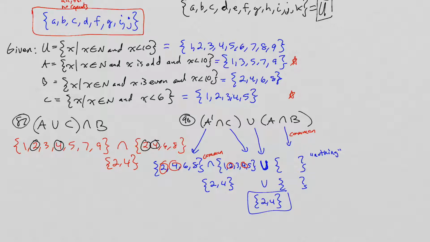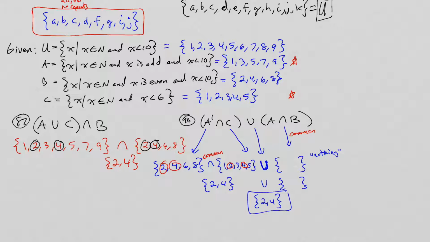All right, so hopefully you got the elements 2 and 4. Actually, it's the same result as number 87 that we did together. But basically, this is how you break it down. And on the right side, it's kind of strange because A is odd and B is even. Even and odd numbers don't have anything in common, so that's the empty set. But when you unite that with 2 and 4, you just still get 2 and 4.